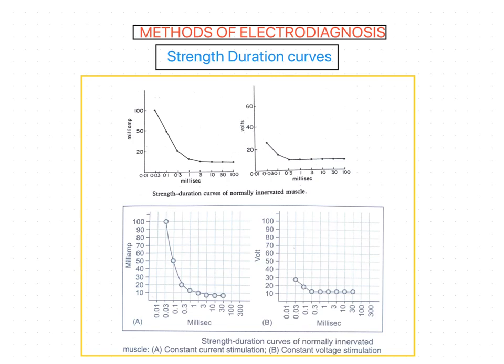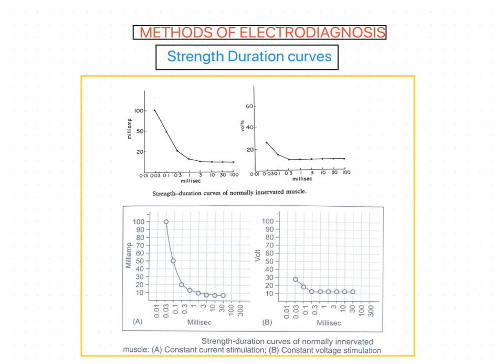Dear students, welcome back. In the previous session, we have discussed the physiological basis for electrodiagnosis. Now, in this session, we are going to discuss the methods of electrodiagnosis. Out of these methods, the first one is the strength duration curve.